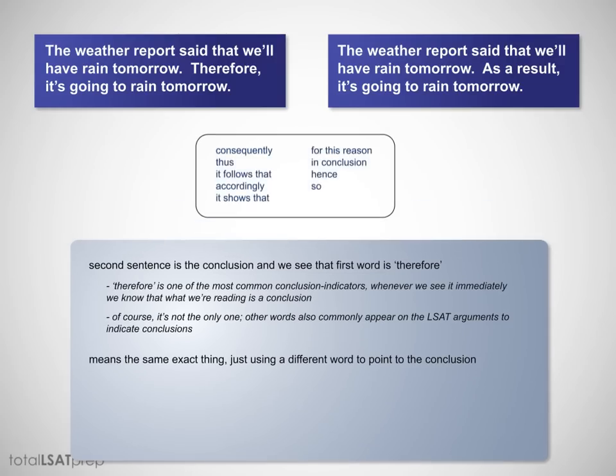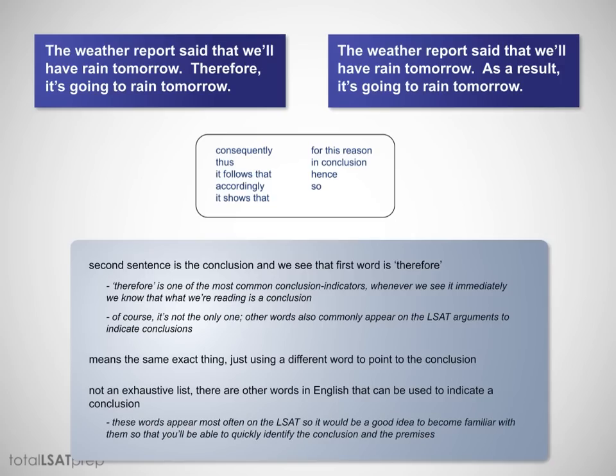Okay, we have a list of words that are commonly used on the LSAT to indicate a conclusion. There are consequently, thus, it follows that, accordingly, it shows that, for this reason, in conclusion, hence, so. Now, this is not an exhaustive list. There are other words in the English language that can be used to indicate a conclusion, but these words appear most often on the LSAT, so it will be a good idea to become familiar with them so that you'll be able to quickly identify the conclusion and the premises.